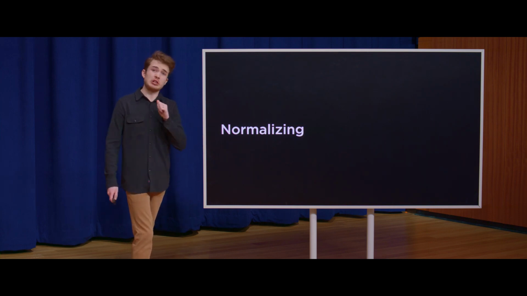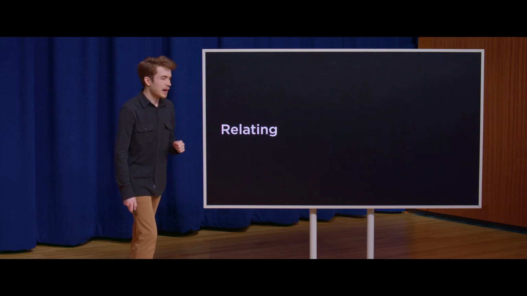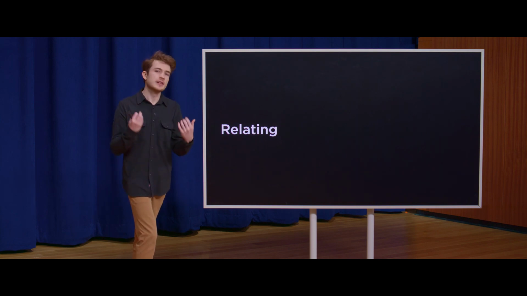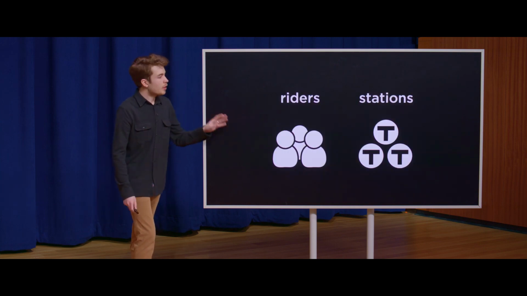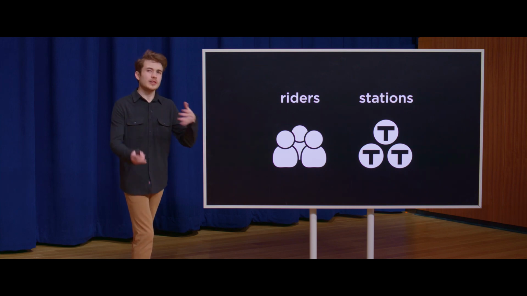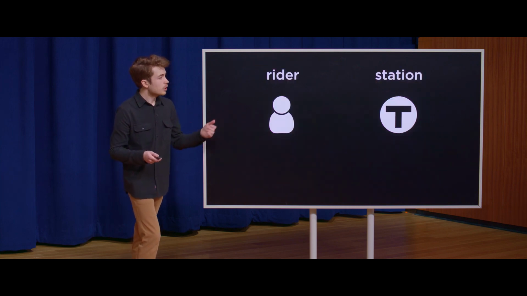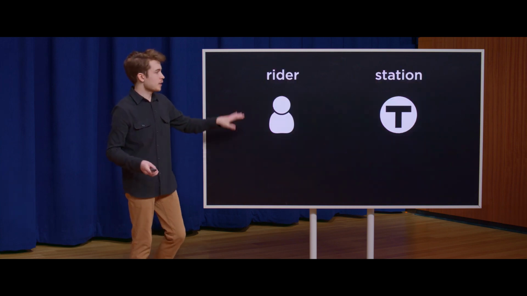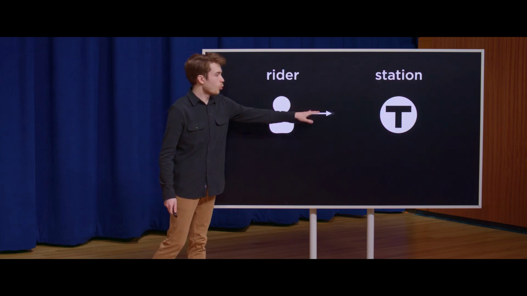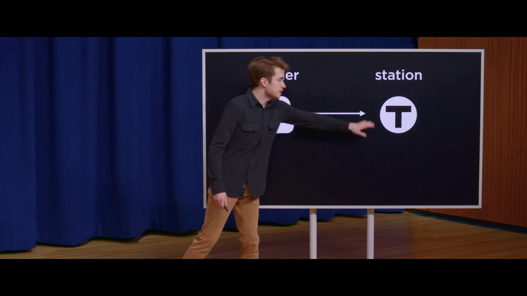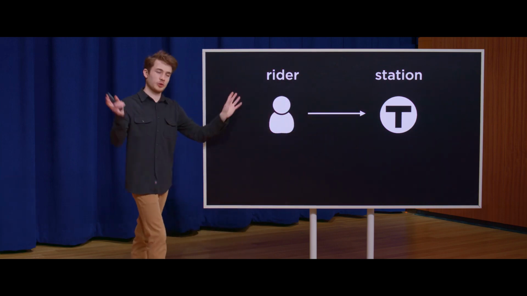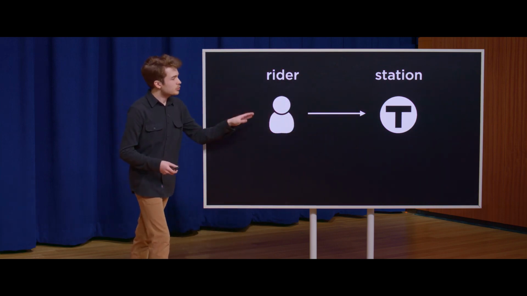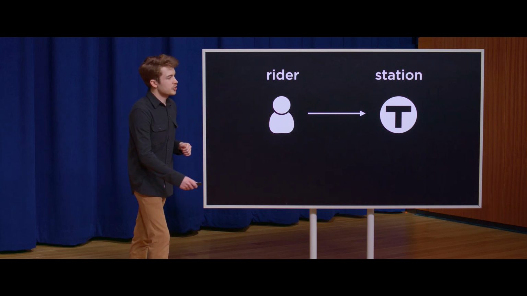Well, we could use what we learned about relating last week to ask how we could actually represent these riders and these stations. So let's say here, I again have riders and stations. I want to make sure that I have the right relationship between them. Well, if you're familiar with subways, we might say that a rider goes to one station. And this big T here is the symbol for a station here in Boston, for the T is what we call the subway. So a rider might go to one station.